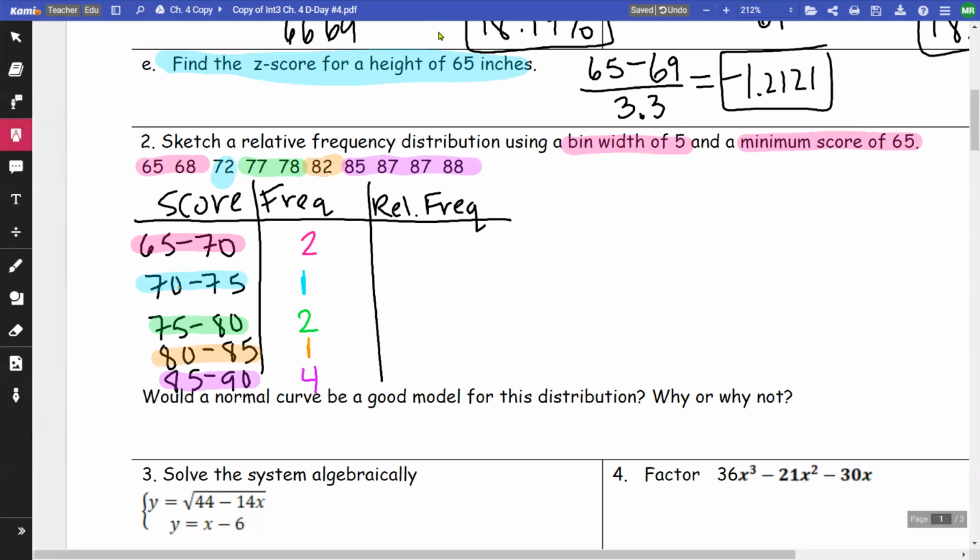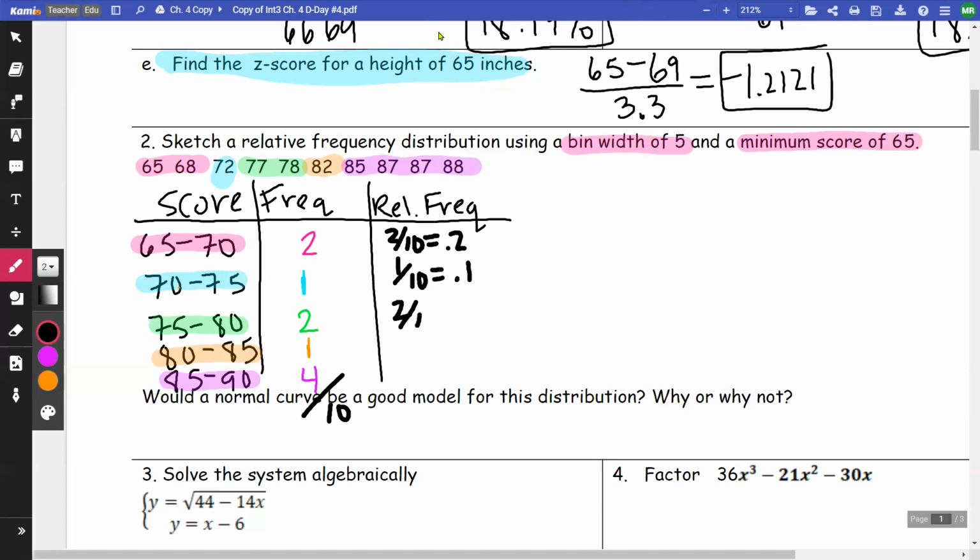Okay. So when I count this up, I've got 3, 6, 10, 10 total. Okay, so total is 10 here. So that means this is going to be 2 out of 10 or 0.2, 1 out of 10 or 0.1, 2 out of 10 or 0.2, 1 out of 10 or 0.1, 4 out of 10 or 0.4. And that's what I'm going to graph.